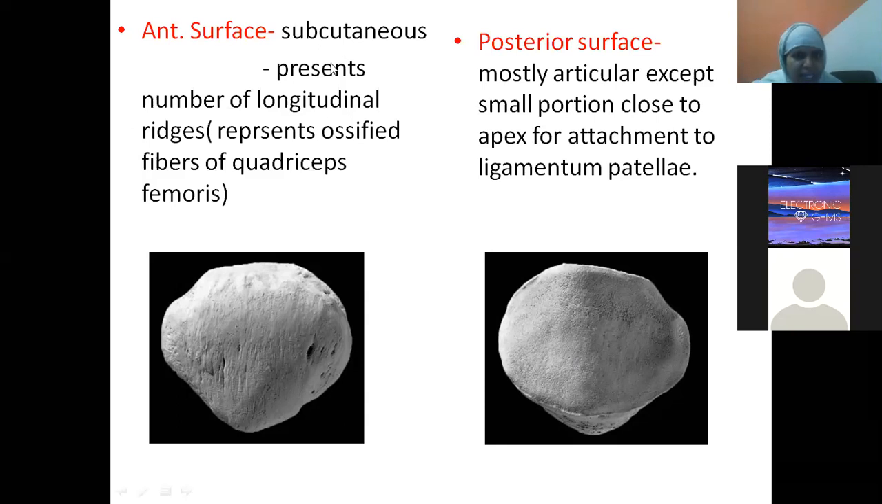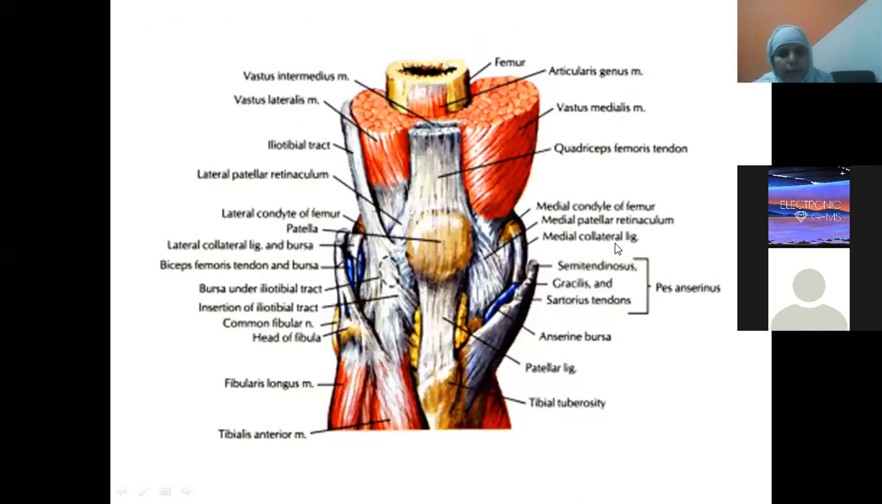Now see here, the anterior surface is subcutaneous. You can feel it in front of your knee. You are finding longitudinal ridges which represent the ossified fibers of quadriceps femoris. The posterior surface is mostly articular except a small portion lower down, which is for the attachment of ligamentum patellae.